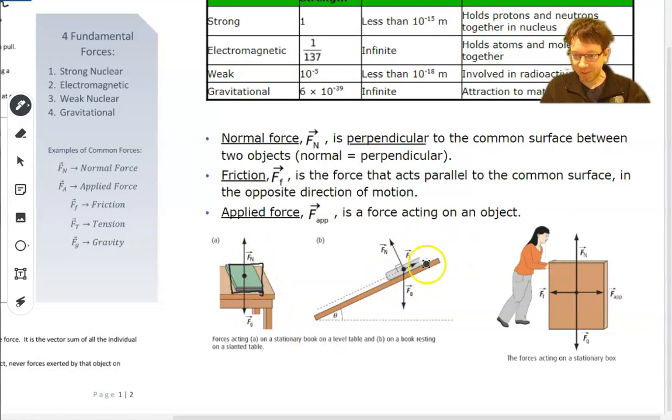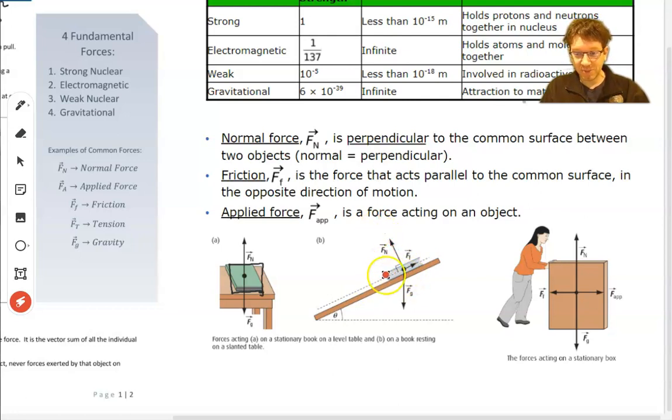Let's look at another example. So here we have a book on a ramp. Gravity is still going to act down, right? Because gravity always acts down. It's never going to act to the side. Normal, again, doesn't necessarily oppose gravity. It's always perpendicular to the surface that it is in contact with. So in this case, it's in contact with this ramp. So the normal force would be perpendicular to the ramp.